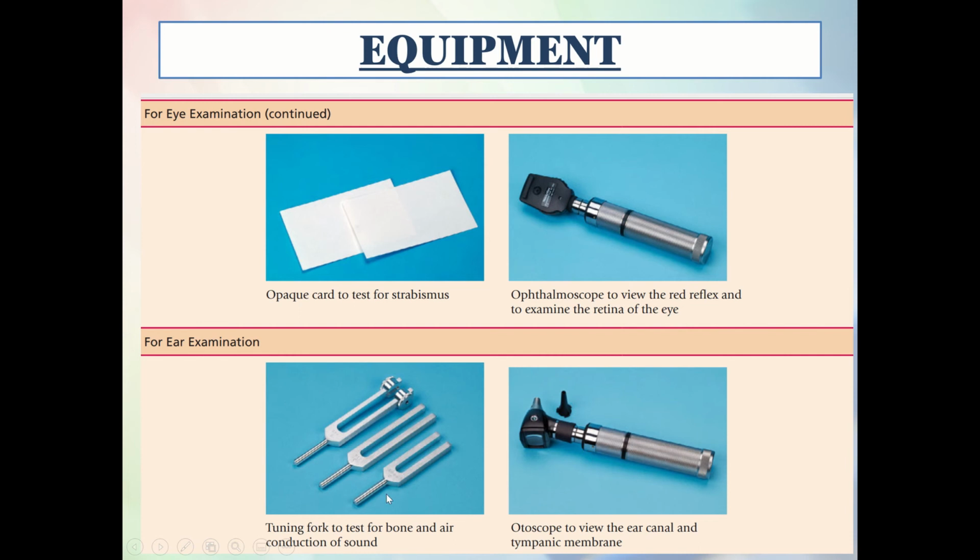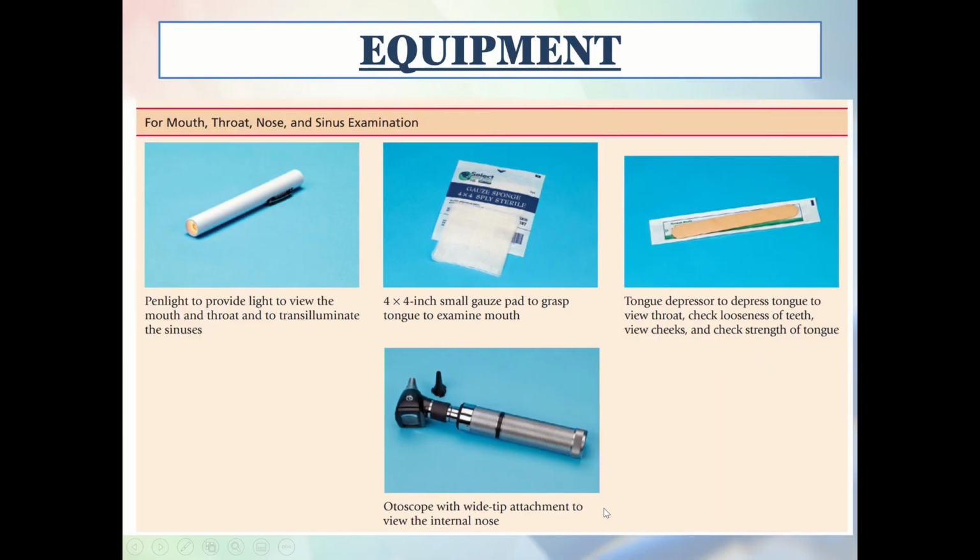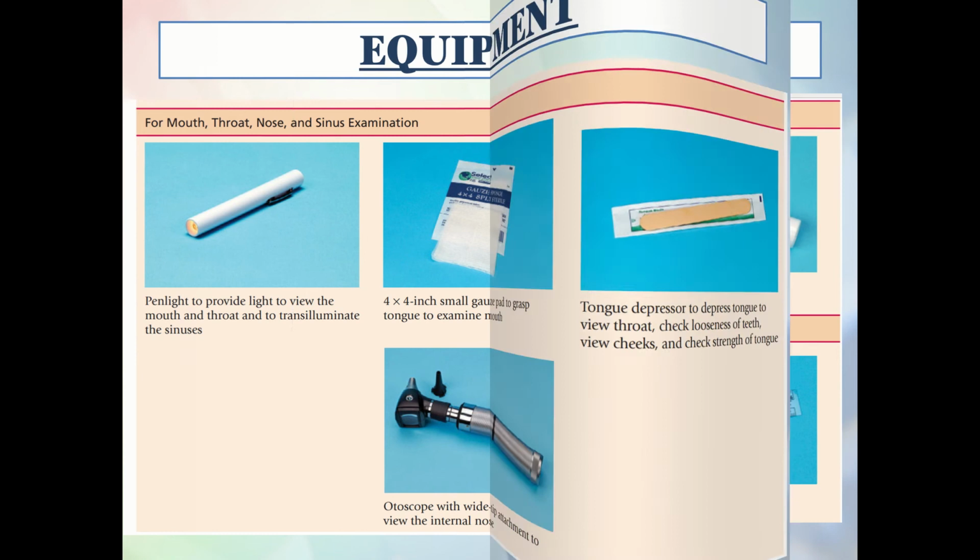And then for the ear exam, you have the tuning fork and the otoscope. For the mouth, throat, nose, and sinus exam, you have a pen light, 4x4 small gauze pad, tongue depressor, and otoscope. Again, when we get to the specific part of the body where we will use these equipments, that is where we will discuss them thoroughly. But for now, I'm just showing it to you.